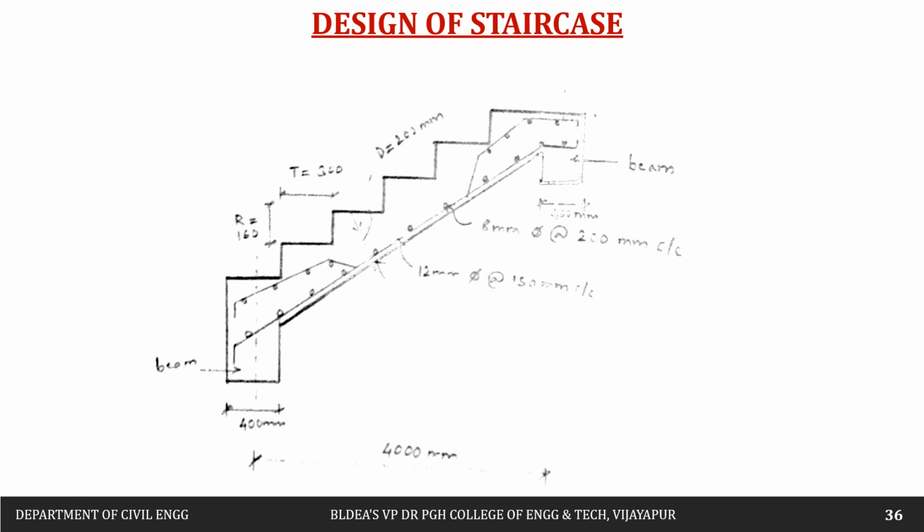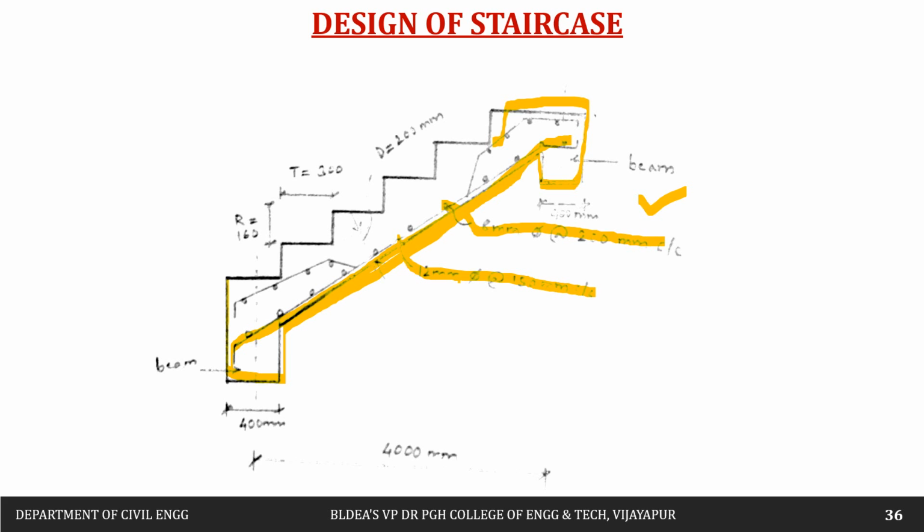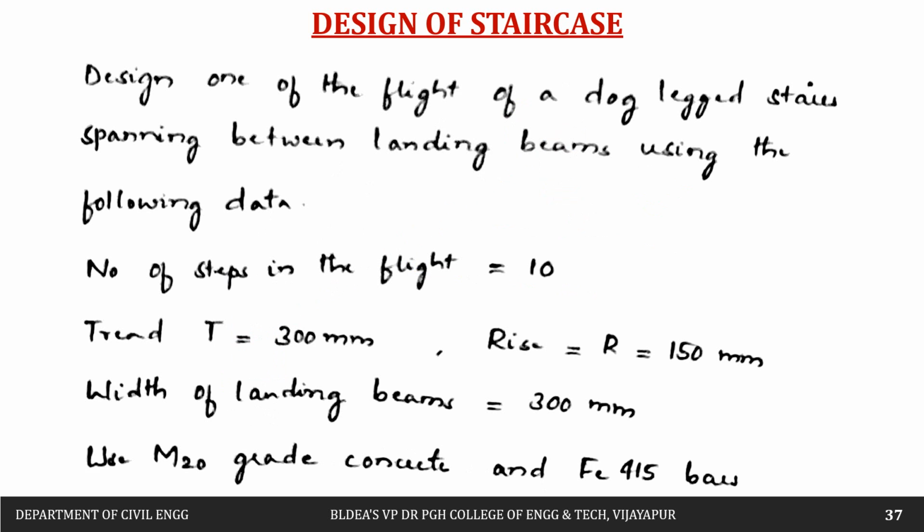Right? Here if you see now, this is how the detailing has to be done. In the previous problem we had a landing, then the next flight we used to have in this way, but in this case we don't have a landing. So from the beam itself our reinforcement is starting. In this way the detailing has to be done: main reinforcement and distribution steel. Main reinforcement is 12 mm dia at about 150 mm center to center, and the circles we have are 8 mm dia at about 200 mm center to center. Here at the end we have the beam at the start and end of the going. This you can solve as an assignment.